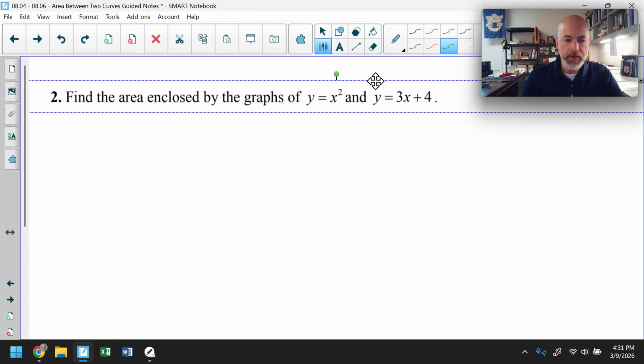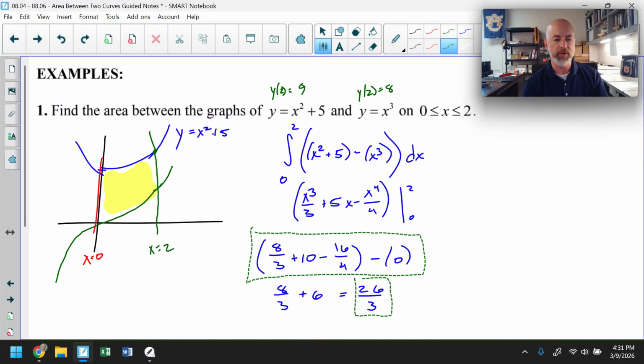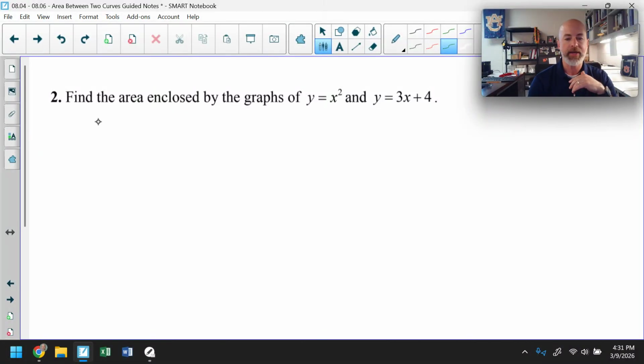Let's look at number 2. The area enclosed by these two graphs. Now this one's a little bit different than the last one because the first one we did, we had 2 curves given, but then they gave us the x's right here that served as the left and right boundaries, which were the limits of integration. We are missing that in number 2.